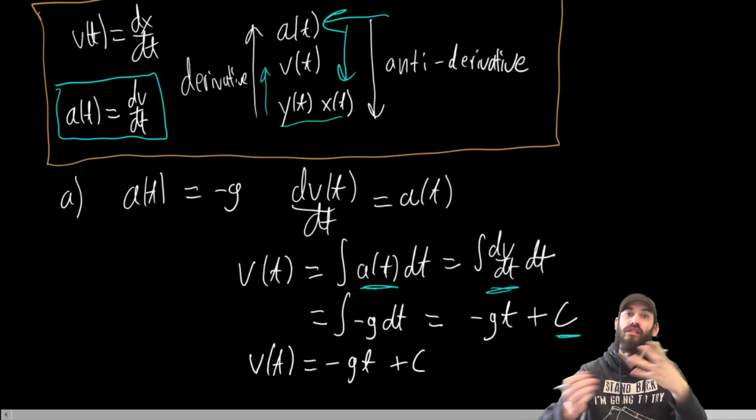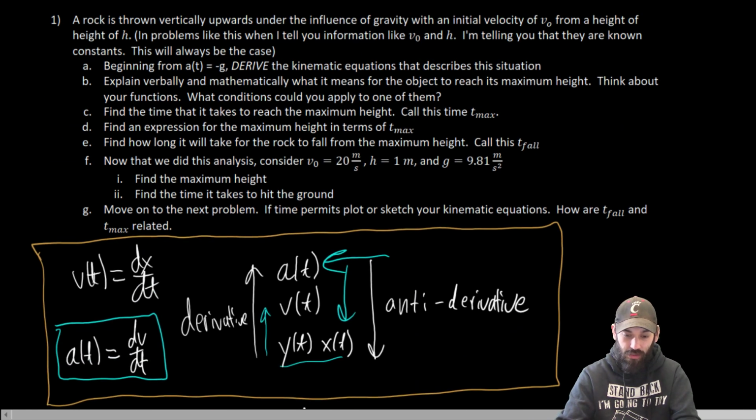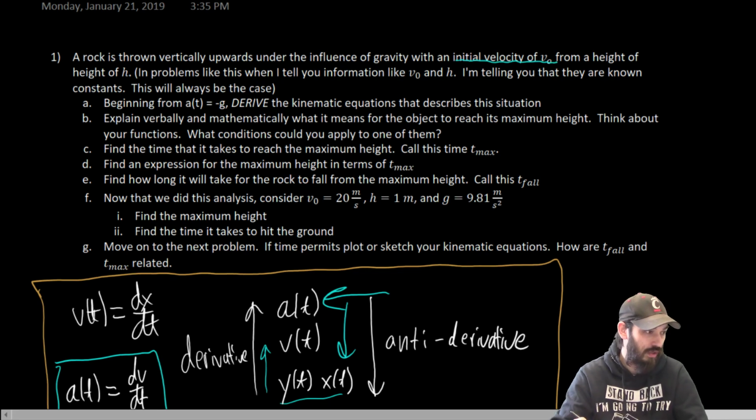Now, this constant of integration is still undetermined, so what we need to do is determine it for the situation that we have. And what we can do is use some conditions that we're given. So we're given up here that our initial velocity is going to be v0.